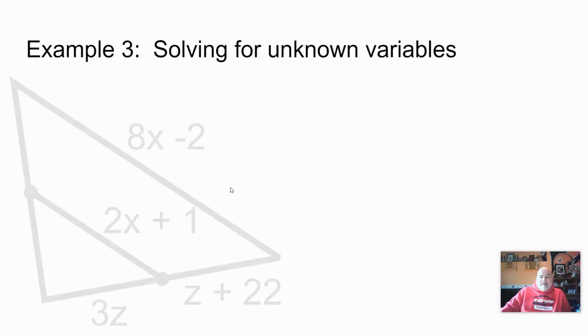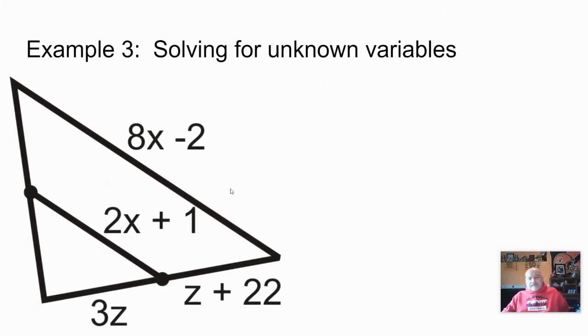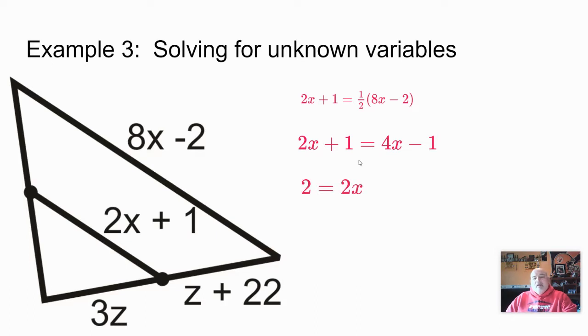Take a look at our last example. Solve for the unknown variables. This is a midsegment. So I can take half of 8x minus 2 because it's still going to be friendly numbers. So 2x plus 1, the midsegment, is half of the third side. 2x plus 1 equals 4x minus 1. So we'll add 1 and subtract 2x to get 2 equals 2x, and thus 1 equals x.